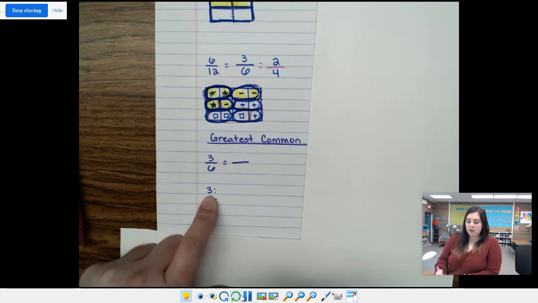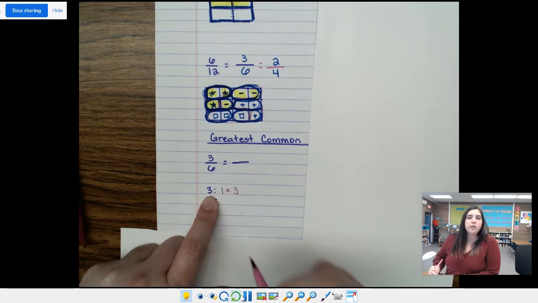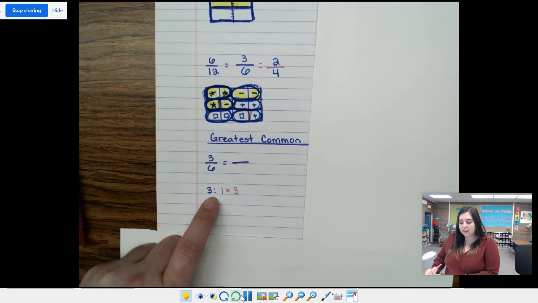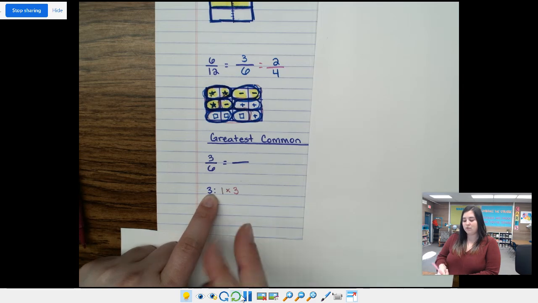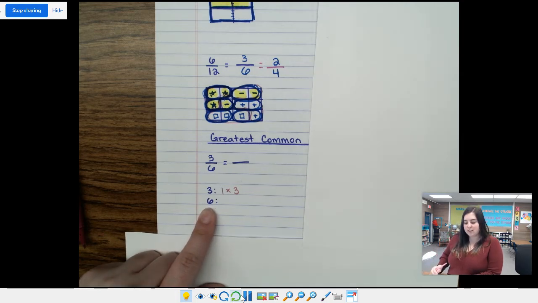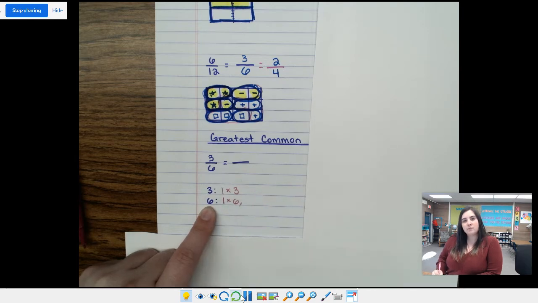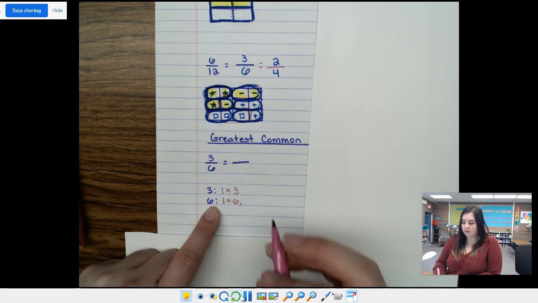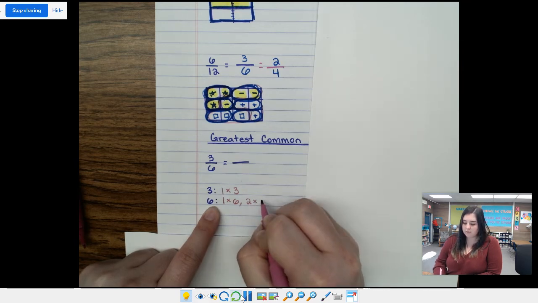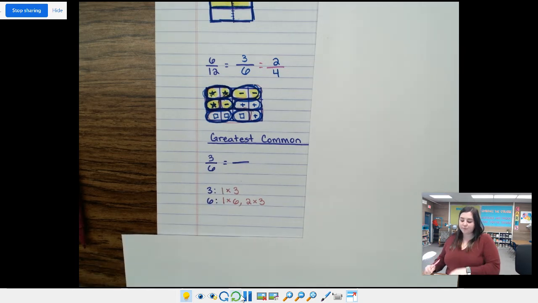So for instance, numbers I could multiply together to get to 3 would be 1 times 3. Is there any other way to get to 3 using multiplication? 3 times 1 is the same thing. We're just flip-flopping the numbers, so I'm not going to write that down. That's it. What about 6? What numbers could I multiply together to equal 6? Do 1 times 6. What else could I multiply together? 2 times 3. And if you're not sure, use that multiplication chart I gave you.